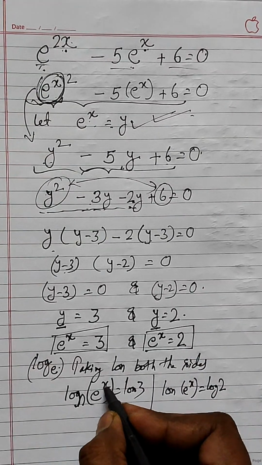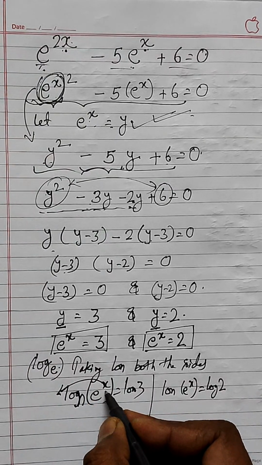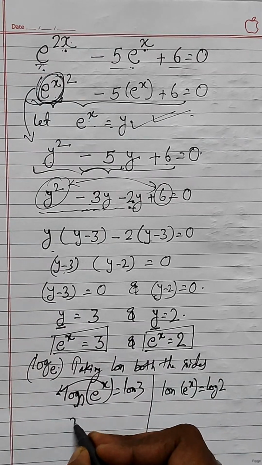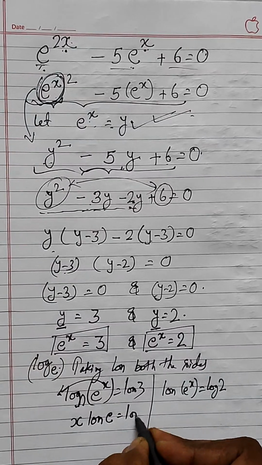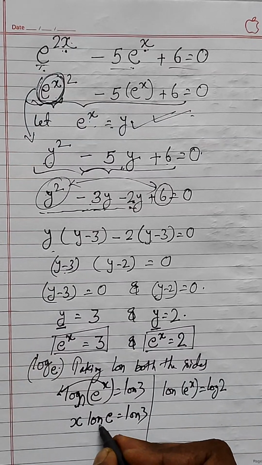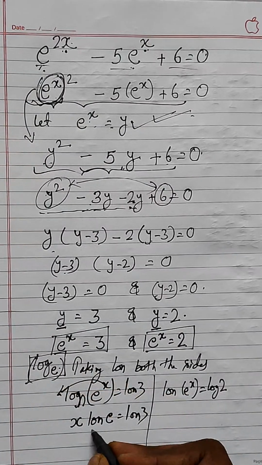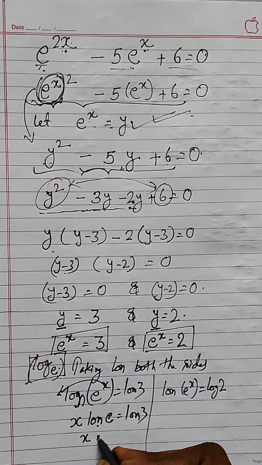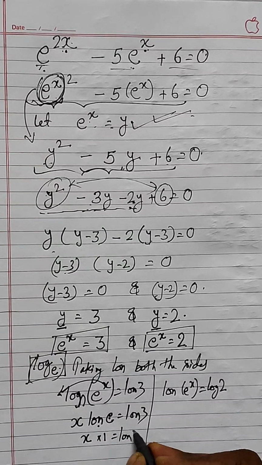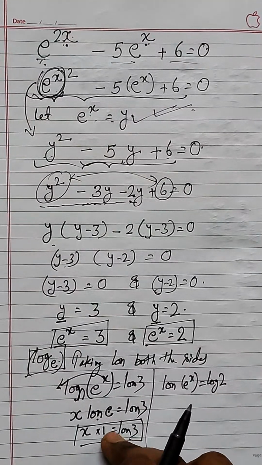Now you know how to solve ln questions. The x which is in the exponent will come into the prefix, right? So x times ln of e equal to ln of 3, and ln, you know, is the log with base e, so ln of e can be written as log of e base e, which is equal to 1. So x into 1 equal to ln 3. So we can say that x is ln 3, right?